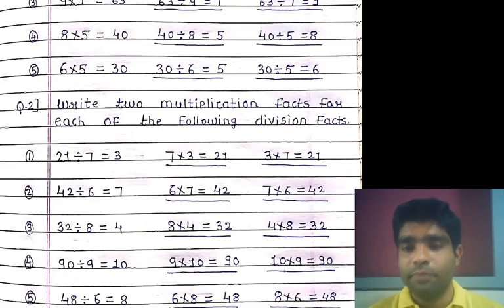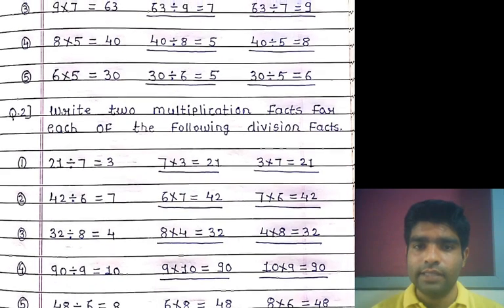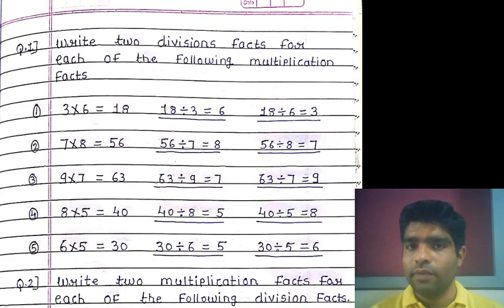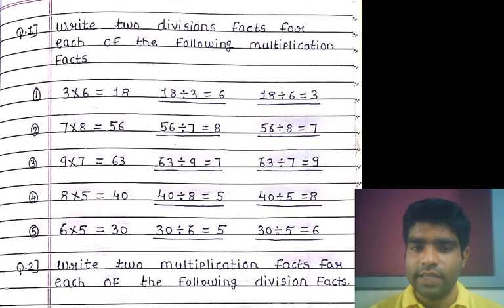This is a very simple example. The examples are based on multiplication and division facts. It means that in question number 1, a multiplication fact is given to you. You will write the two division facts for each of the following multiplication facts. So for question number 1, a multiplication fact is given, and we have to write down the two division facts. This is for the first one.